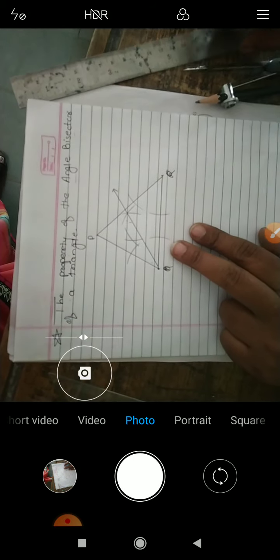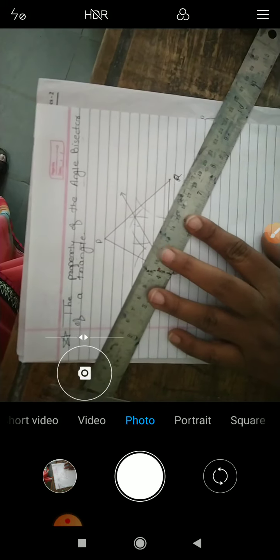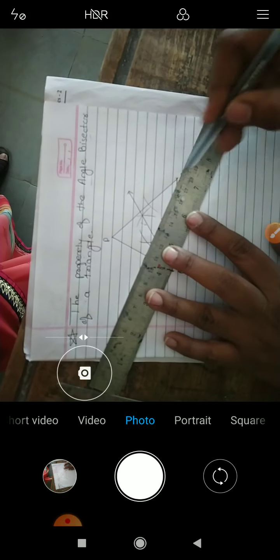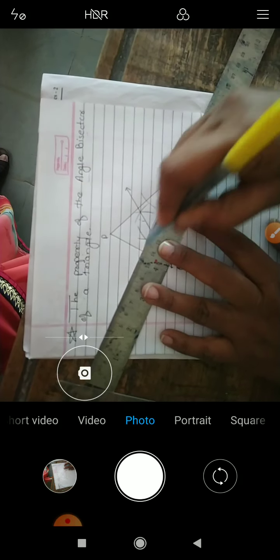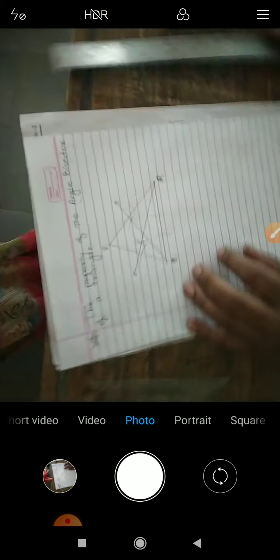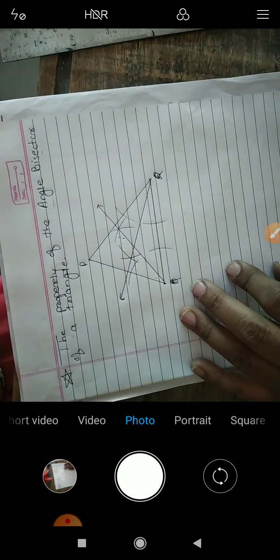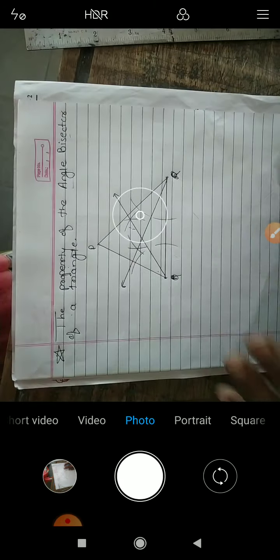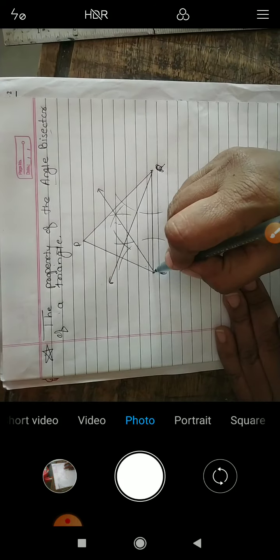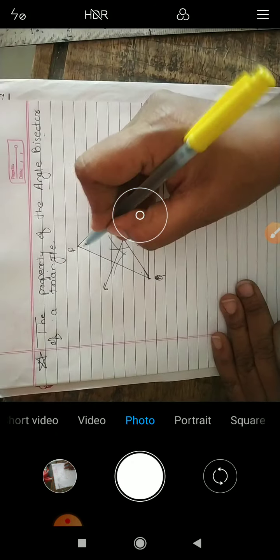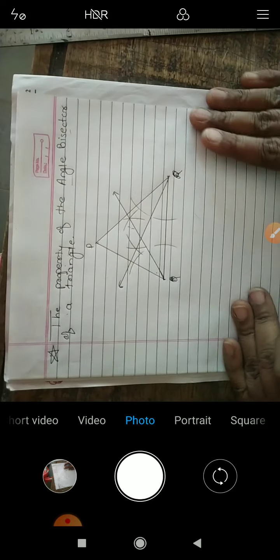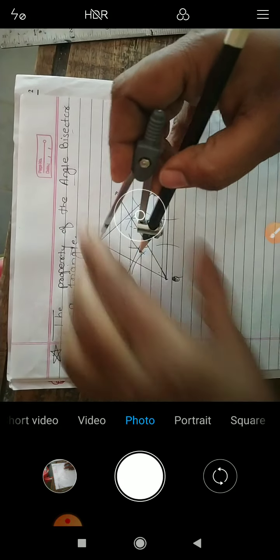Okay, and now join the point R and the point of intersection of both these arcs. Okay, so this is the angle bisector of angle R. After this, the remaining angle: we drew the angle bisectors for angle Q and angle R, and now we will draw it for the angle P. The same steps of construction are there.